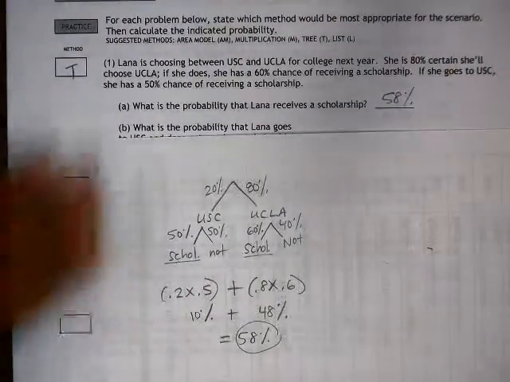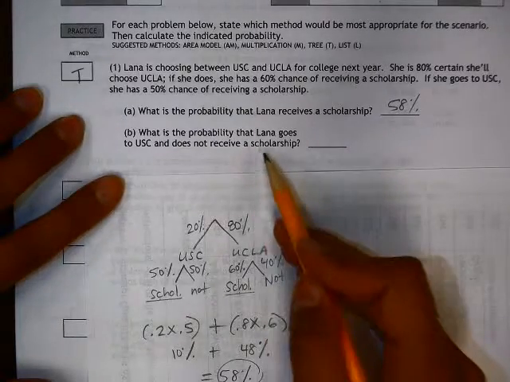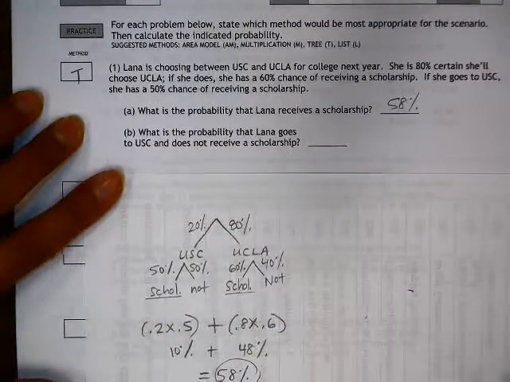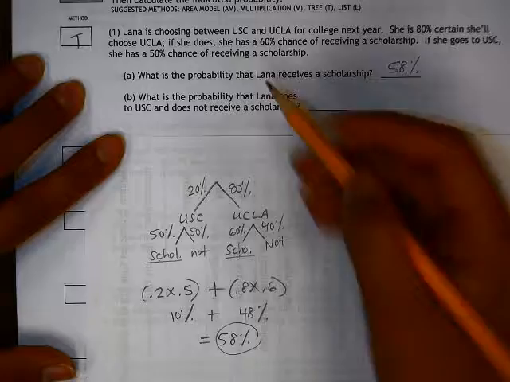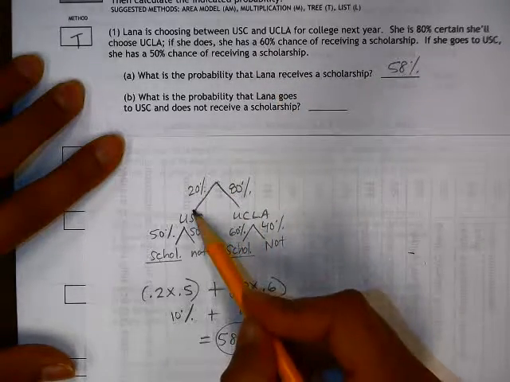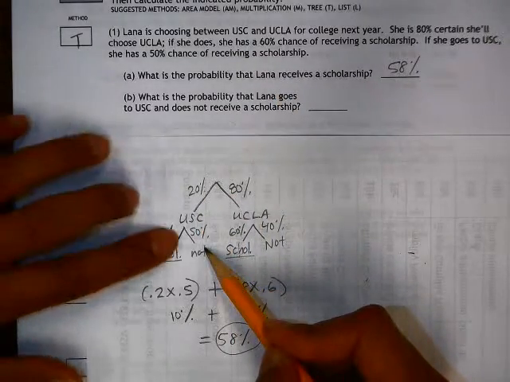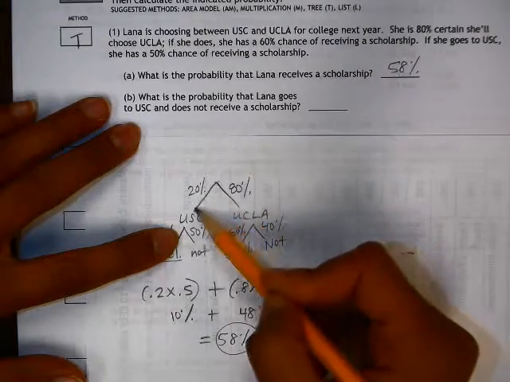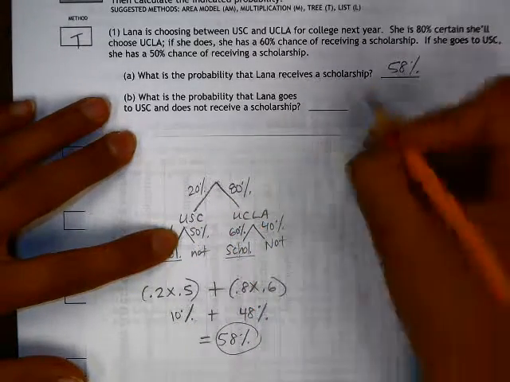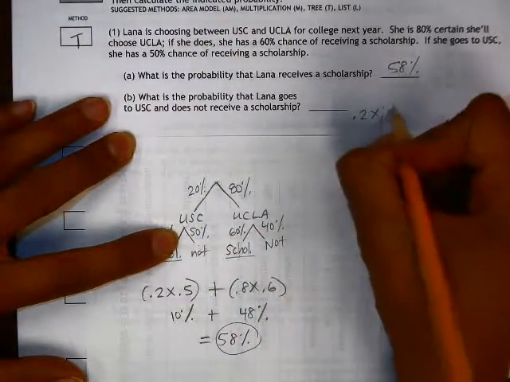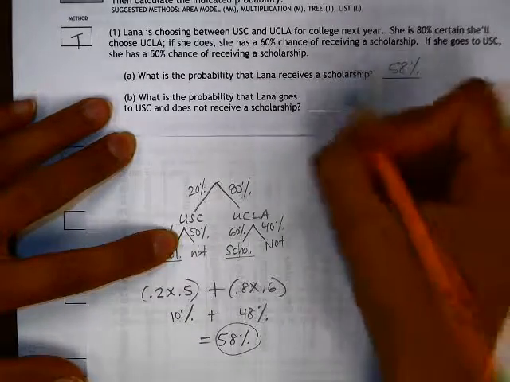The second question is, what's the probability that Lana goes to USC and does not receive a scholarship? So that's more specific. If she goes to USC and she does not receive a scholarship, we need to multiply 20% times 50%. So 0.2 times 0.5, that would be 10%.